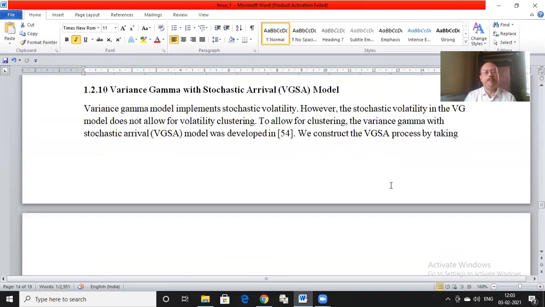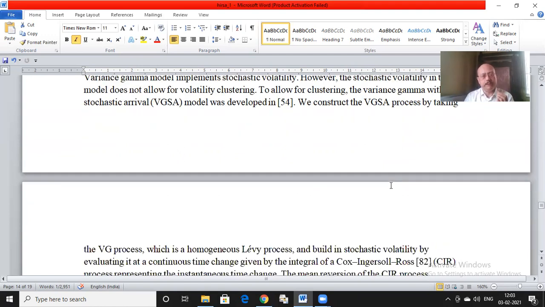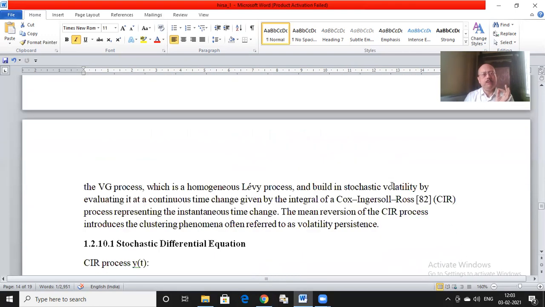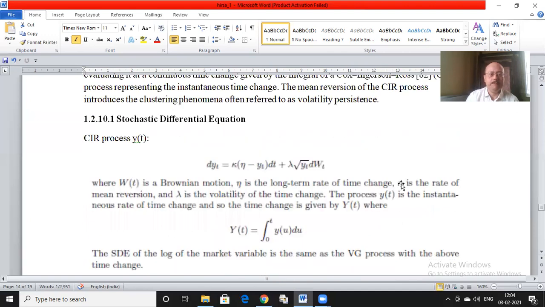So again, I will repeat. We have this variance gamma with stochastic arrival model to do what? I have the variance gamma process to begin with, but it's a homogeneous Levy process. We include a time change process using the CIR. So how do we do it? We say that the instantaneous time change follows a CIR process. So the realized time change process will be an integral of the CIR process. And because CIR has mean reversion, that mean reversion will lead to clustering. So let me first take a look at the differential equation, how it is created, and then we will try to understand what it is actually doing, because the description may not be so clear.